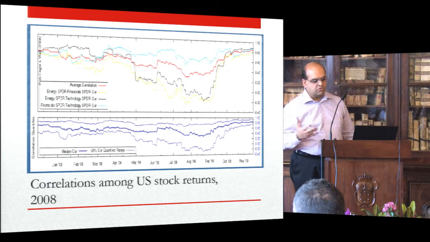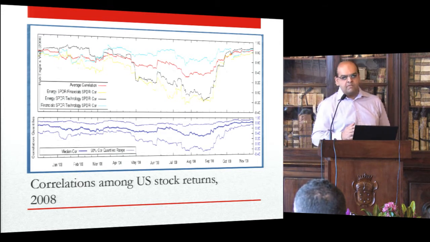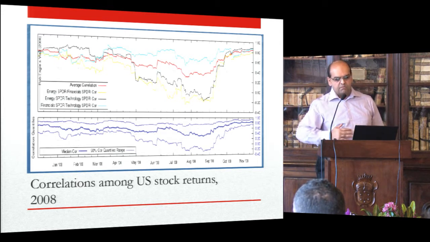The sign changes. So you could claim that initially the sign was spurious, but even if you claim that initially it was zero, well, you go from zero to 80%.